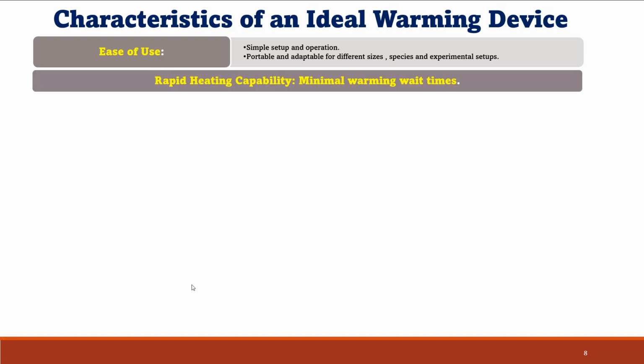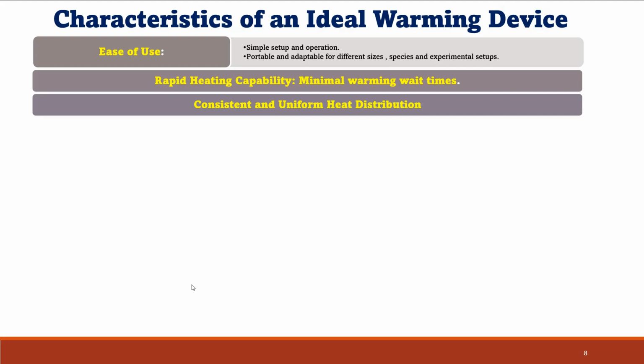Next is the rapid heating capability. This is to ensure that the anesthetized animal is subjected to warming immediately and avoid any warming wait times. For example, you shouldn't be in a position, just after the induction, for the warming pad or the warming system to come to the set temperature while the animal is waiting to be put on the thermal support. So the wait time should not be significant.